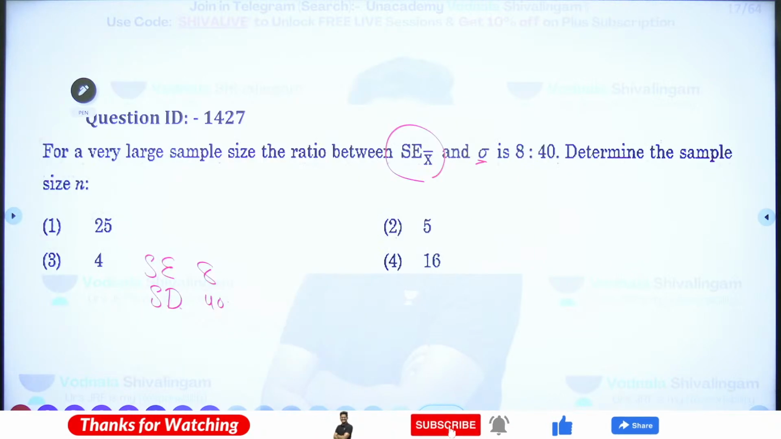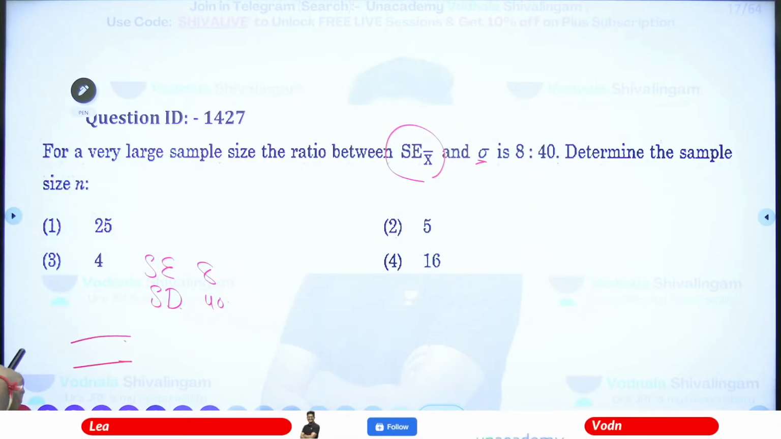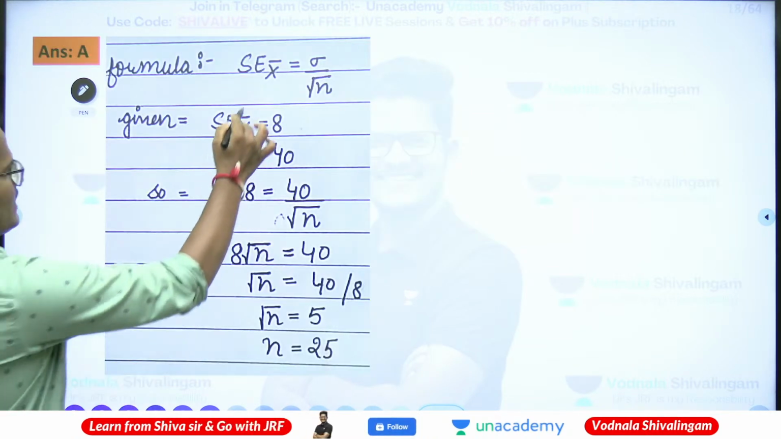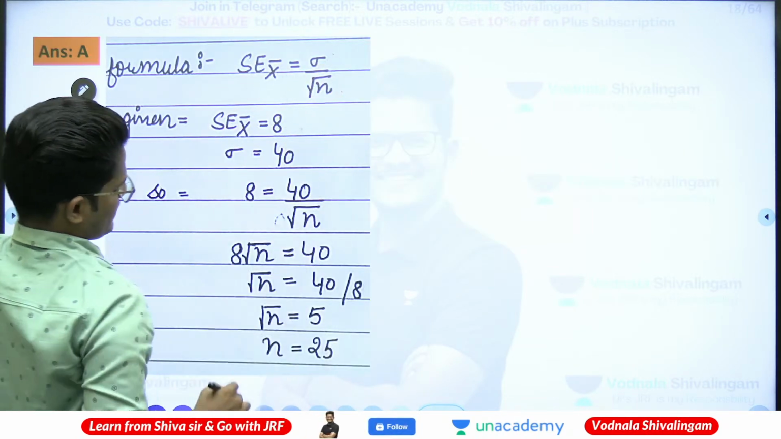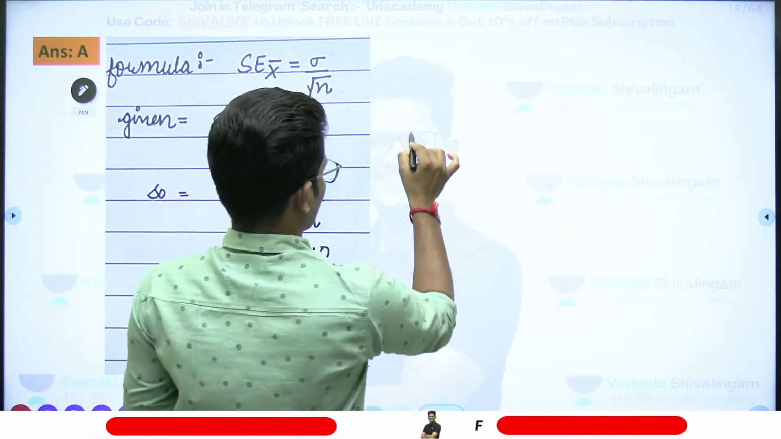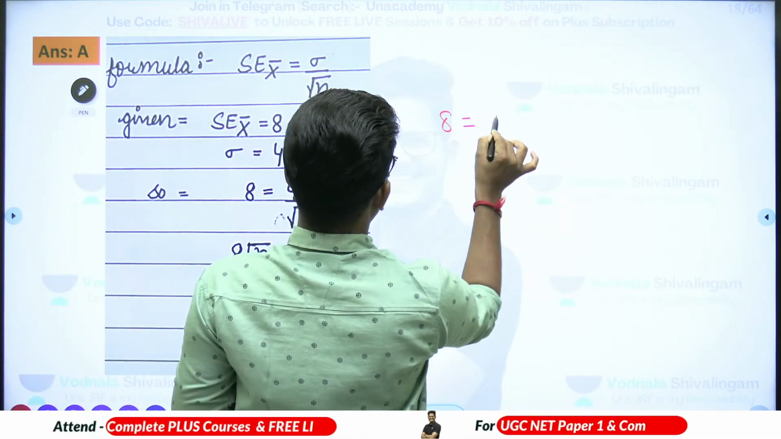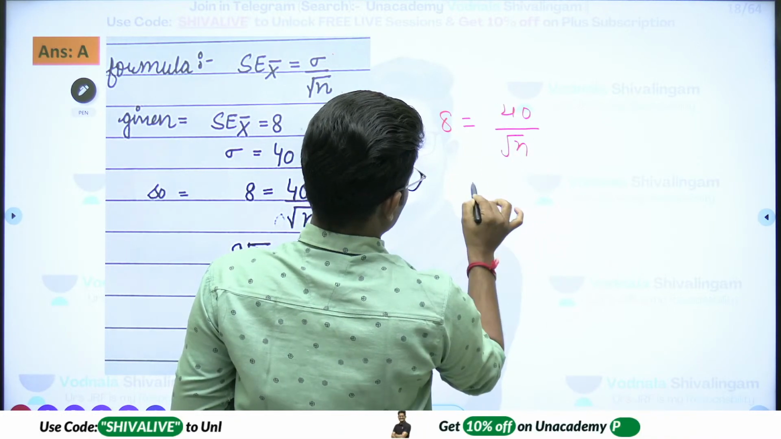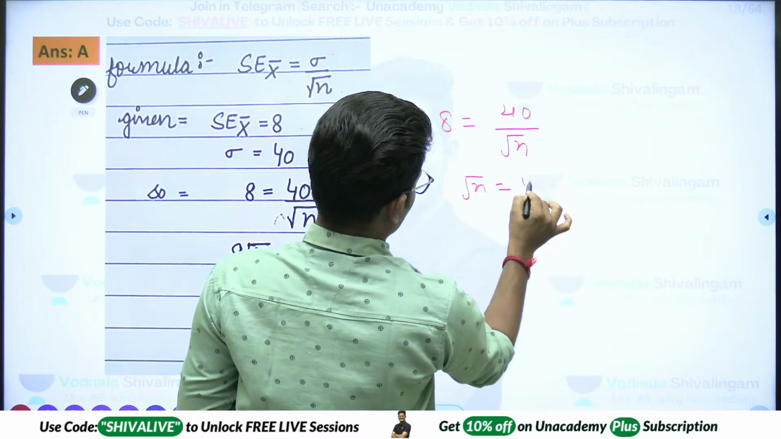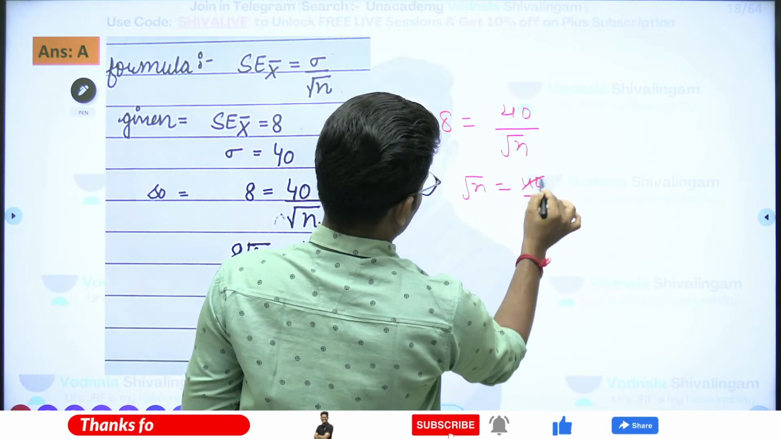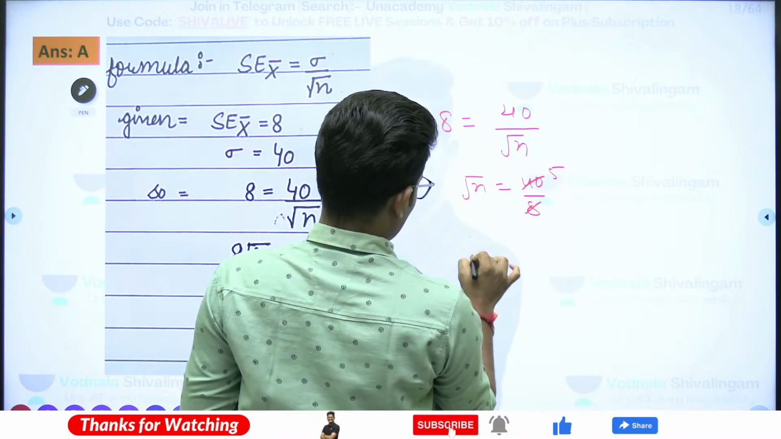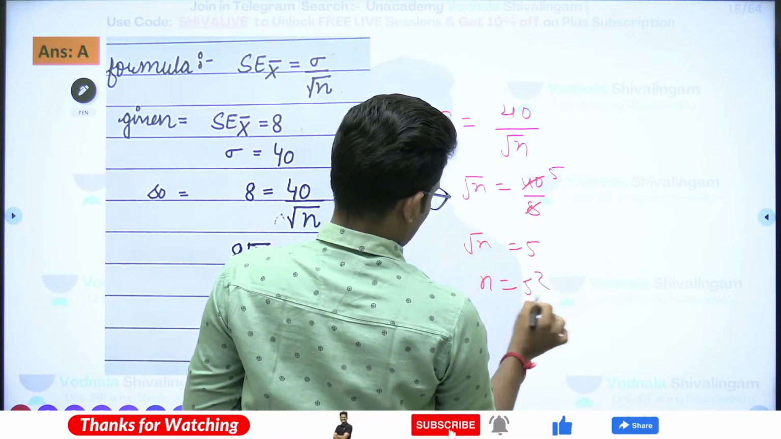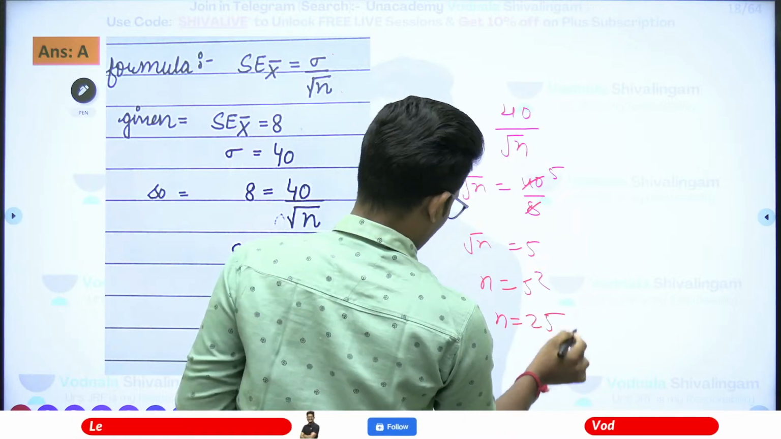So the answer will be A, that is 25. What is the sample size n they are asking? How to calculate? Standard error is equal to standard deviation divided by the square root of n. The standard error is given as 8 and the standard deviation is given as 40, divided by the square root of n. So the square root of n is equal to 40 divided by 8, that is 5. Correct? And the square root of n is equal to 5, so n will be equal to 5 squared. That means n is 25.